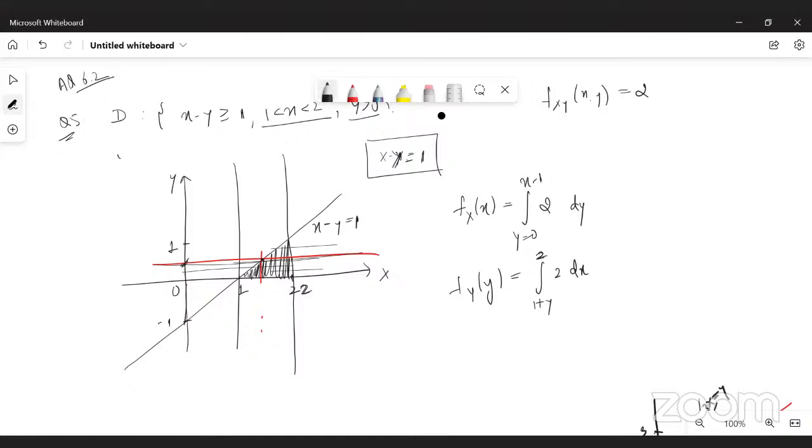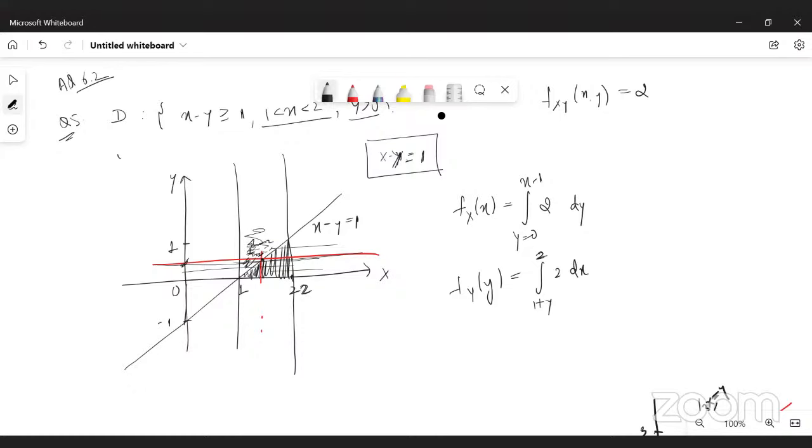Is it not that the limit for x is from 1 to 2? No, it is not from 1 to 2. Why? So if you take the limit from 1 to 2, it means you're talking about this whole thing, I mean, this shaded region in black, and this part, they are not involved, right? Like if you take the region from 1 to 2, right? Yeah. Then it also includes this region.